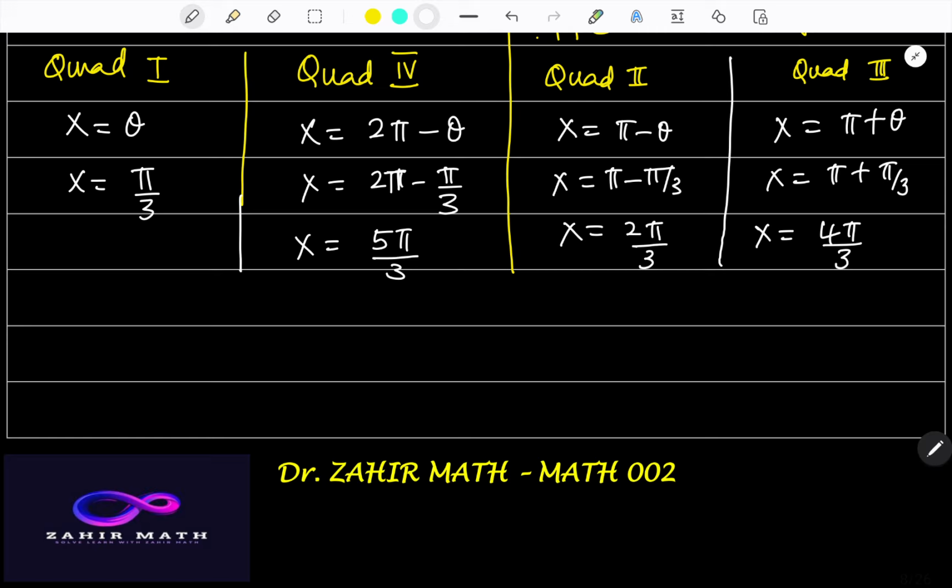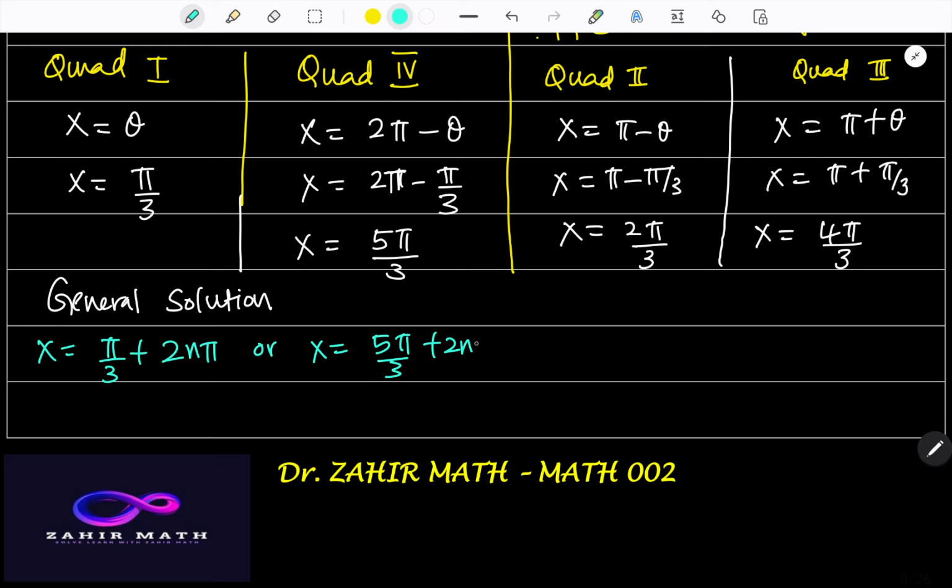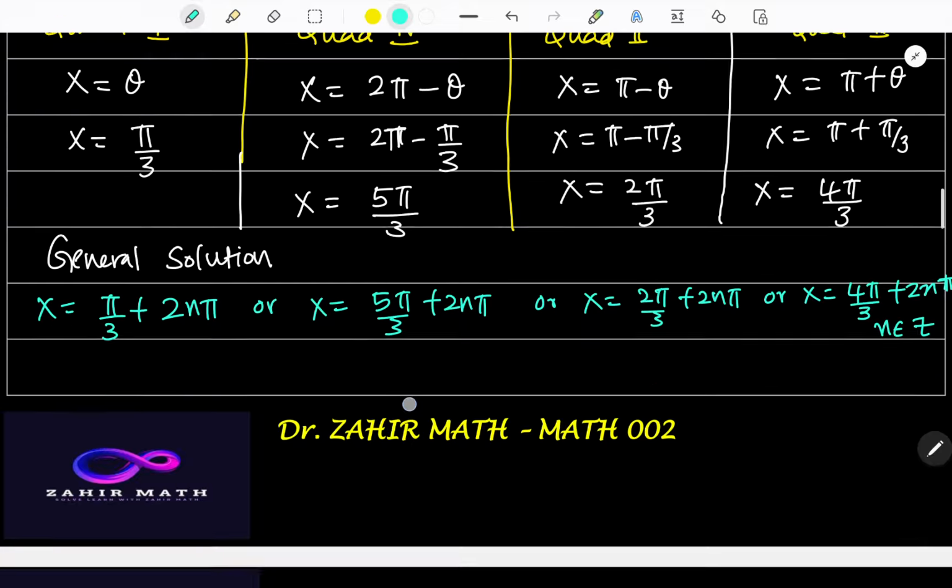So look at this, very nice, right? So many values are there. So what are we going to write? We are going to write now the general solution. We are going to write x equals pi by 3 plus 2n pi, or x equals 5 pi by 3 plus 2n pi, or x equals 2 pi by 3 plus 2n pi, or x equals 4 pi by 3 plus 2n pi, and n belongs to the set of all integers.